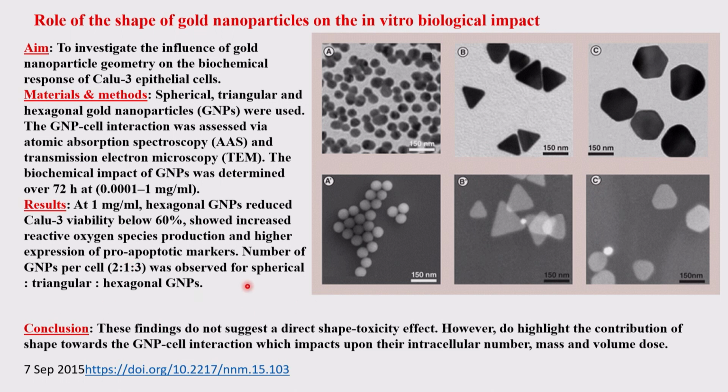So at the end, you cannot make a direct correlation of the shape to the biological activity or cell survival, but you can make an indirect one through the number of such particles entering. So that has some relevance with respect to shape as well, the entry into the cell itself. These findings do not suggest a direct shape toxicity effect, but they do highlight the contribution of shape to the GNP-cell interaction, which impacts their intracellular number, mass and volume.